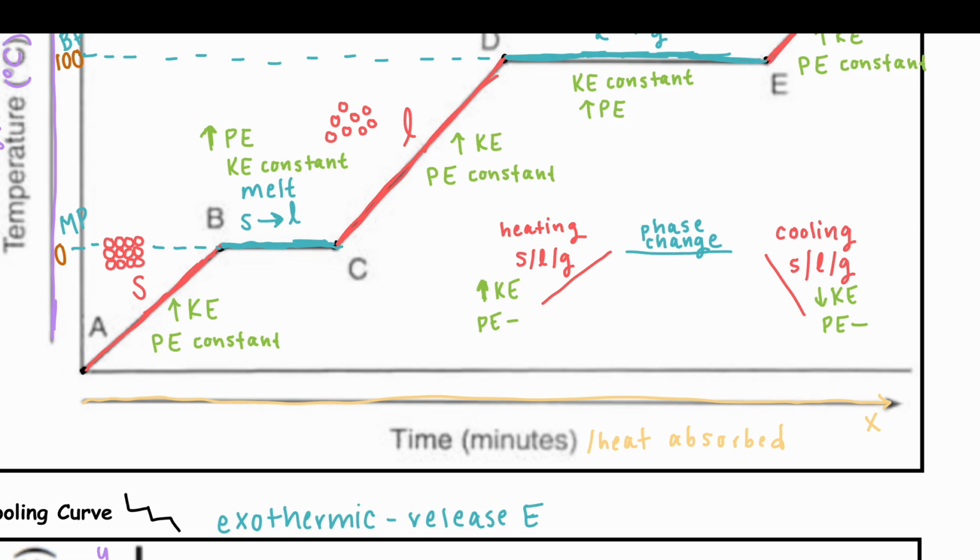And only when you are going through some sort of transition from one phase to the next, or this phase change, is your kinetic energy constant, because all of that heat being absorbed is going into changing the potential energy, whether that be increasing with the heating curve or decreasing with your cooling curve.